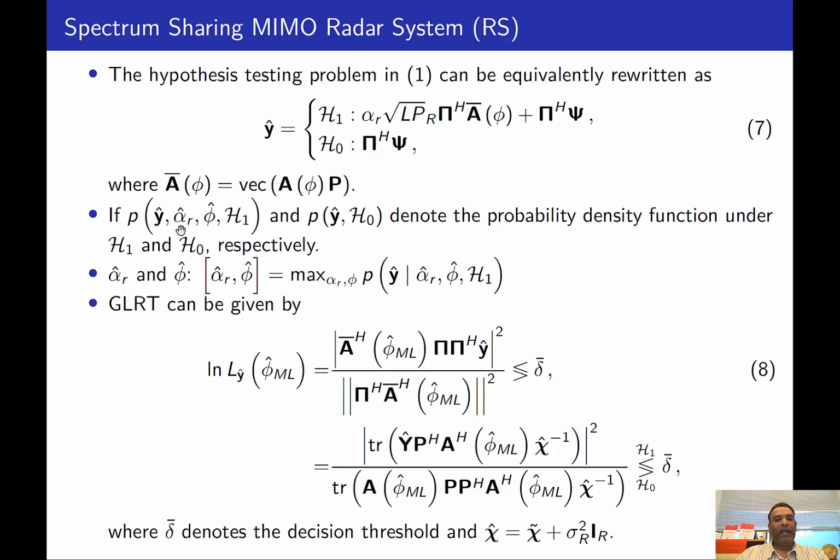The probability density function of Y hat under the null hypothesis and the probability density function of Y hat under the alternative hypothesis are denoted by these two expressions here. Then alpha_R and theta_R are given by this maximum likelihood estimation.